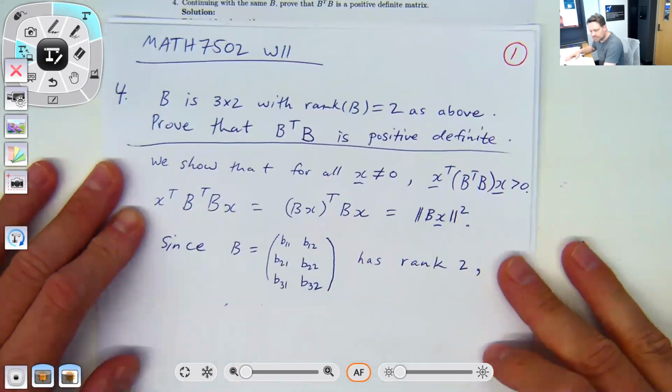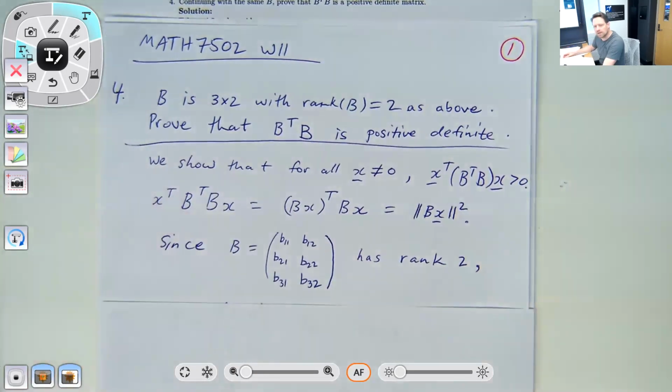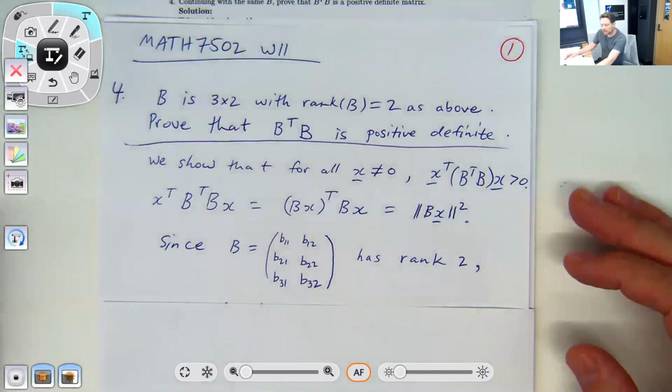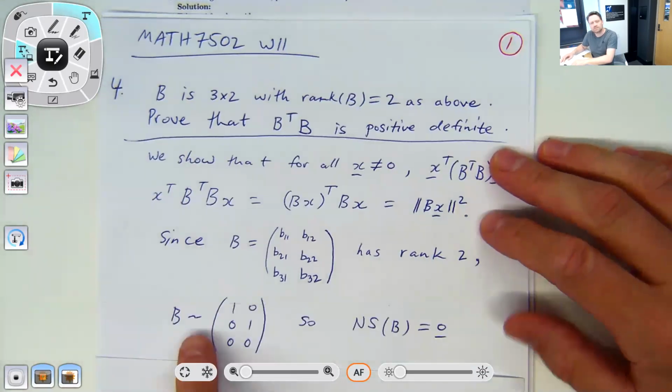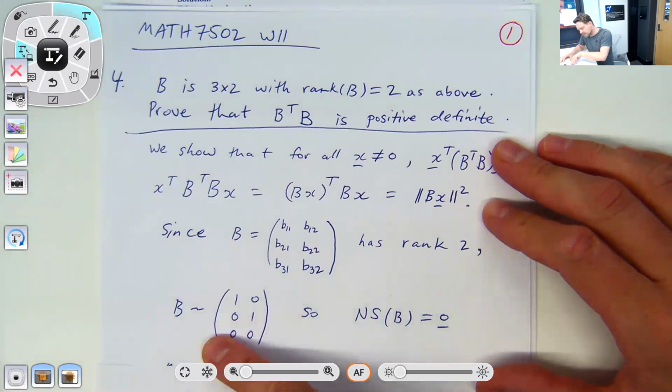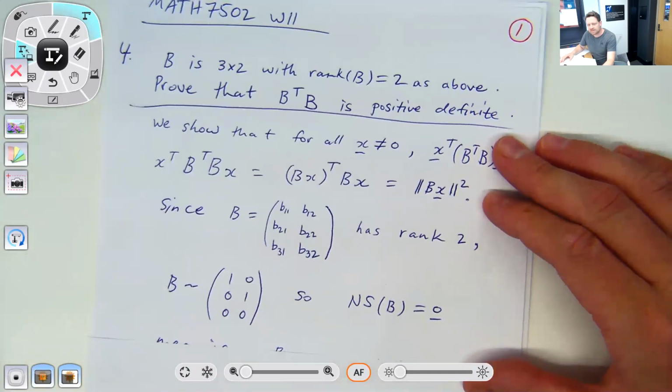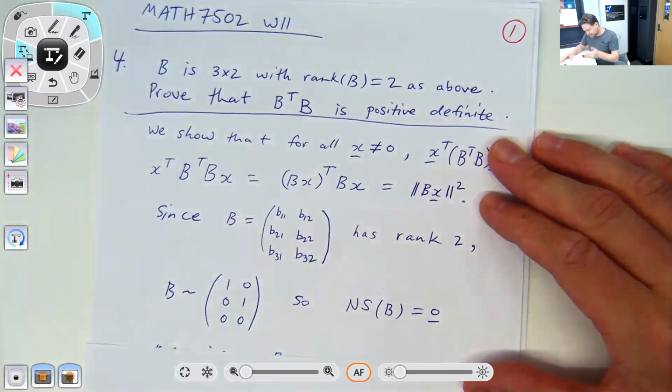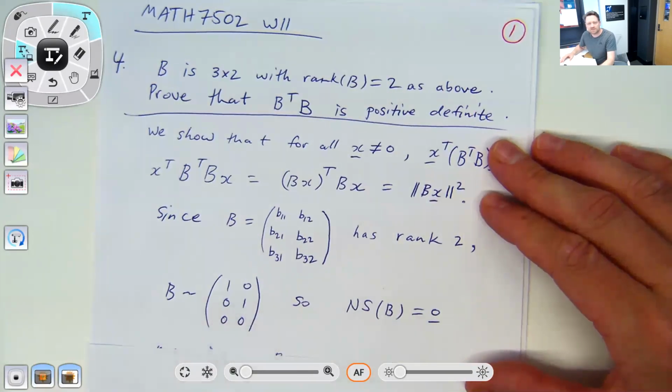I've written it out here: B11, B12, B21, B22, B31, B32, just so you can visualize it. That has rank 2 under our assumption, which means we know what the row reduction looks like. When we row reduce it, we get what looks like the identity matrix at the top and then a row of zeros. Since we see this row reduced form, we know immediately that the null space is trivial.